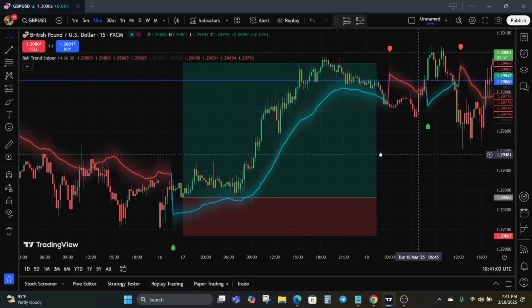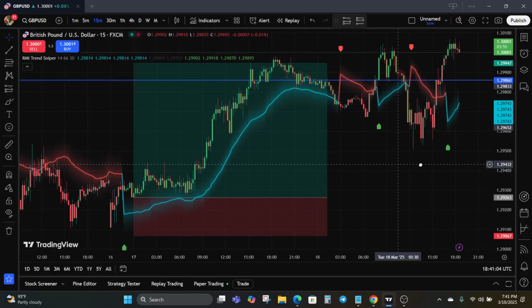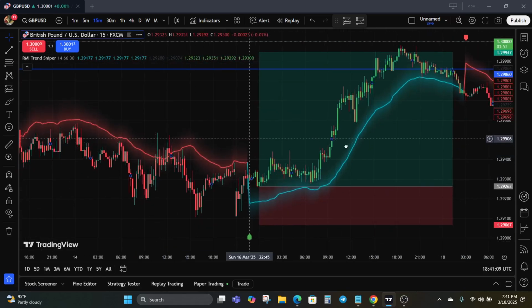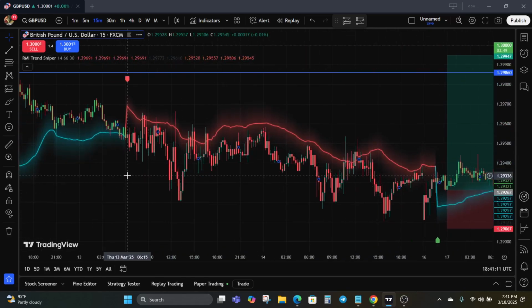Do not rush to enter a sell until you have price break below the moving average. Okay, you can see this is an example. We had a sell signal here because there was the appearance of this red sign above, and then the candlestick broke below the RMI Trend Sniper moving average.